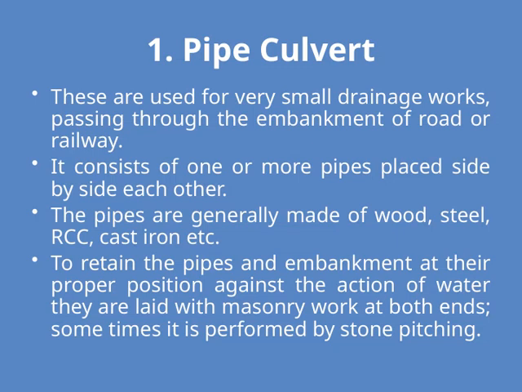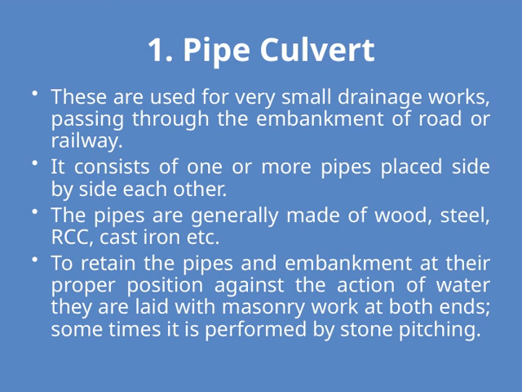Let's take a closer look at pipe culverts. These are typically used for very small drainage works, especially when passing through embankments of roads or railways. You'll notice they usually consist of one or more pipes placed side by side, forming a conduit for water to flow through. The materials used for these pipes can vary. Common options include wood, steel, reinforced cement concrete, and cast iron, each chosen based on the specific requirements of the project.